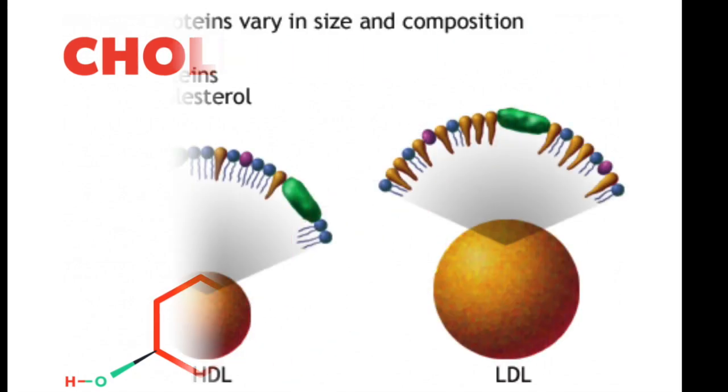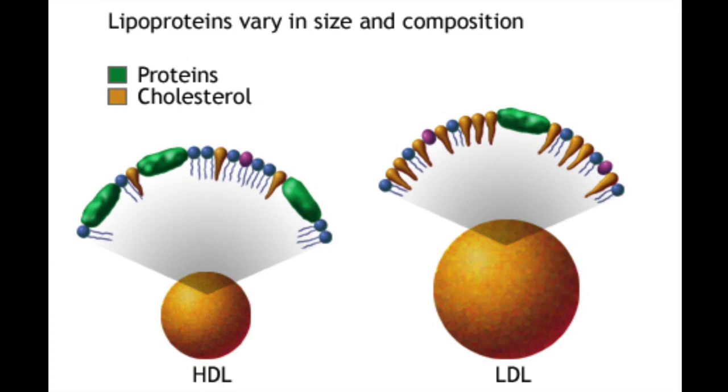This is where lipoproteins come in, pictured here. Lipoproteins help carry and transport cholesterol to the target cells. Lipoproteins are made of both proteins and fat. Let's look at 2 major ones in our body: low-density lipoprotein and high-density lipoprotein, also known as LDL and HDL.